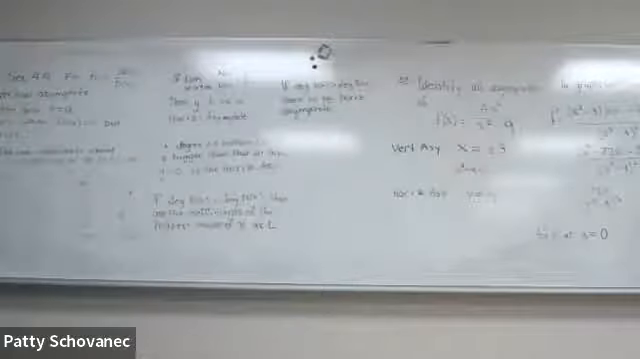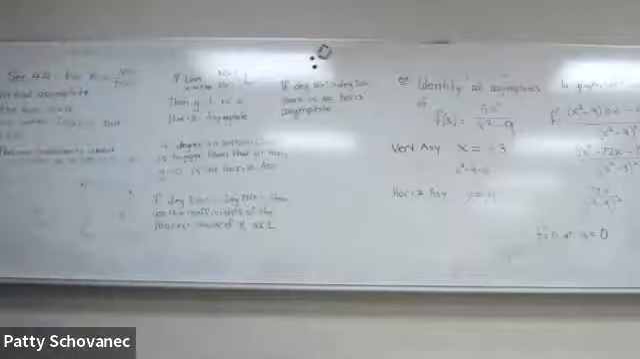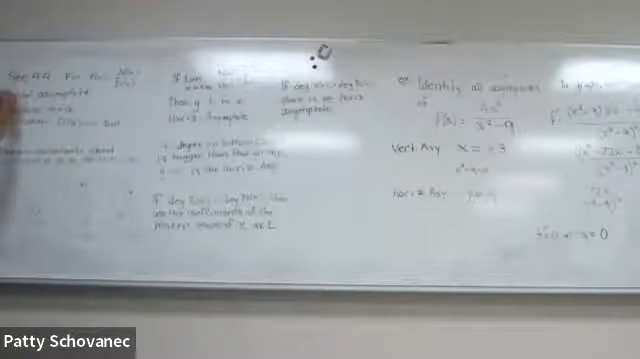Back on section 4.4. A little late on the record button. First thing I do is identify the vertical asymptote.